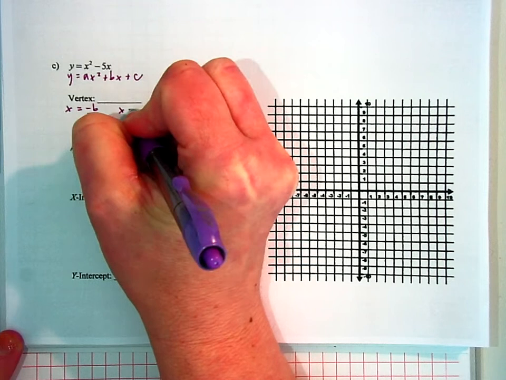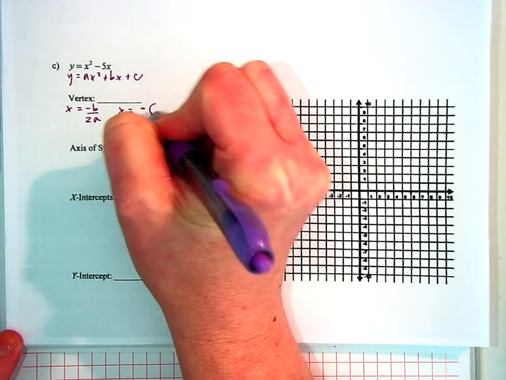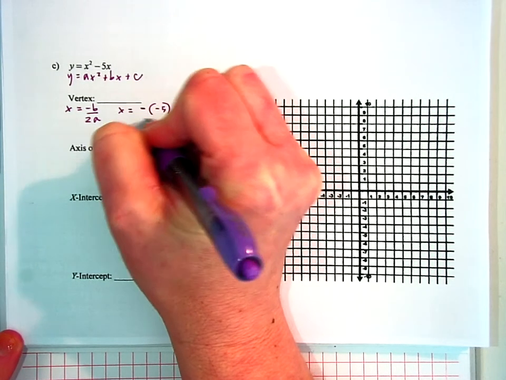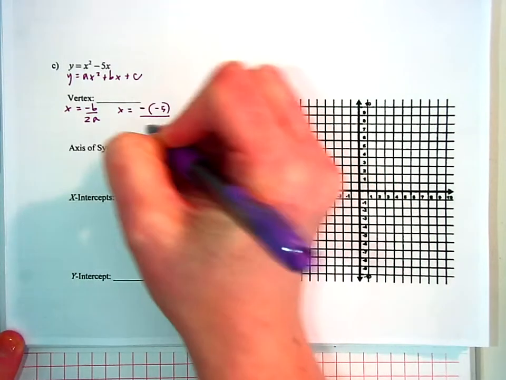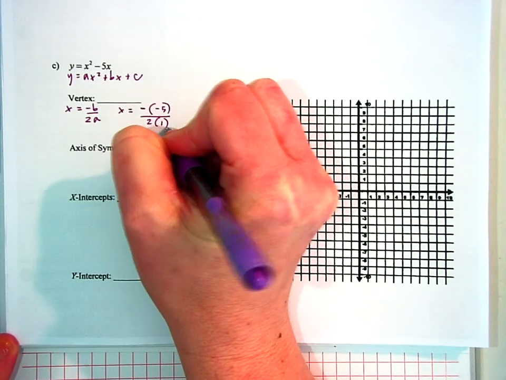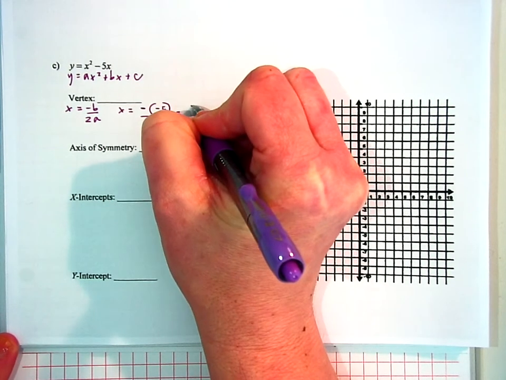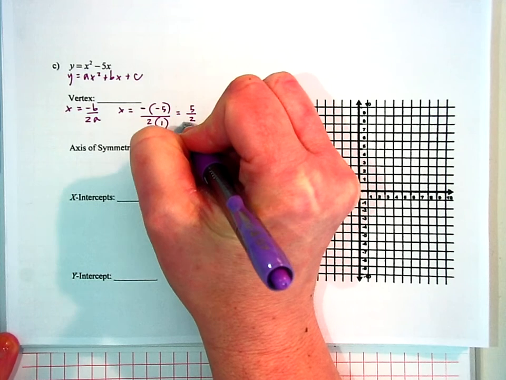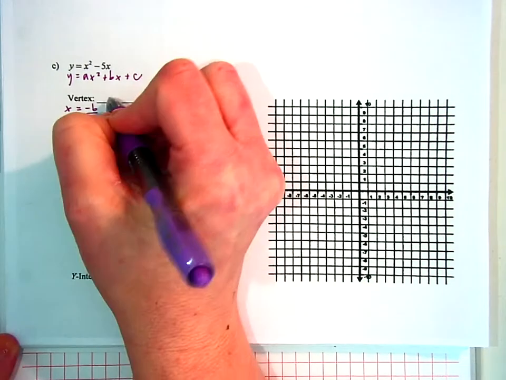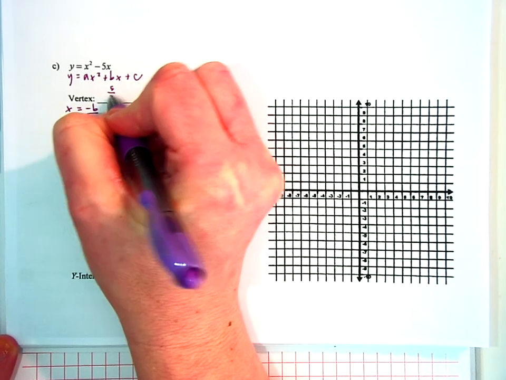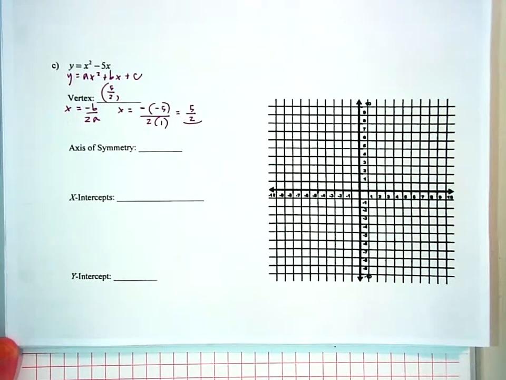So x equals negative times negative 5. So negative 1 times negative 5 over 2a, 2 times 1. So here I get positive 5 over 2. I get 5 halves, or 2 1/2. Right, I'm just getting a fraction here. So 5 halves. That's okay. We know what to do.